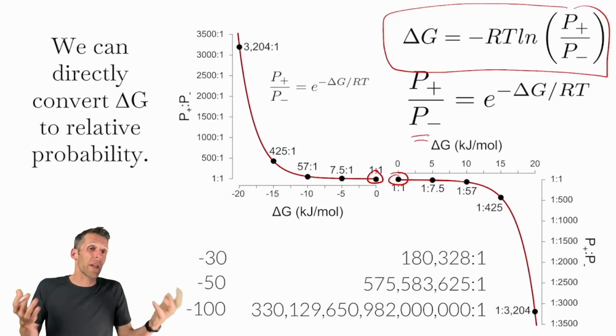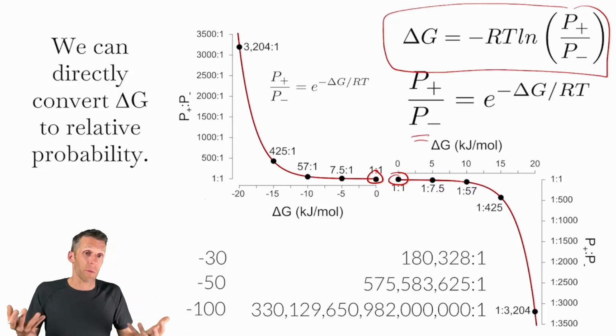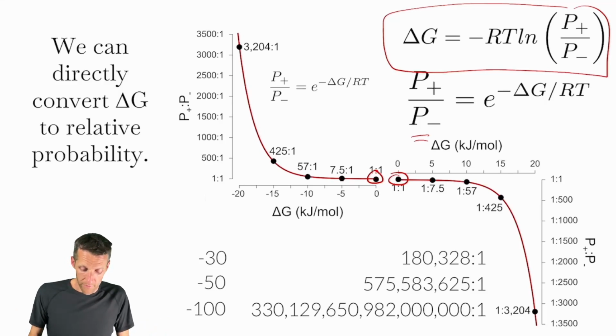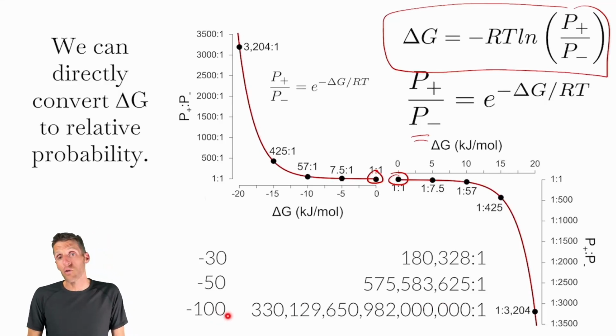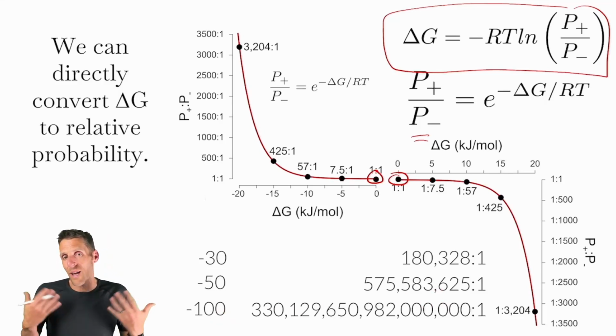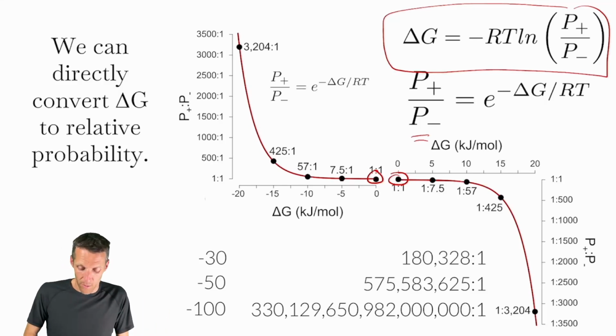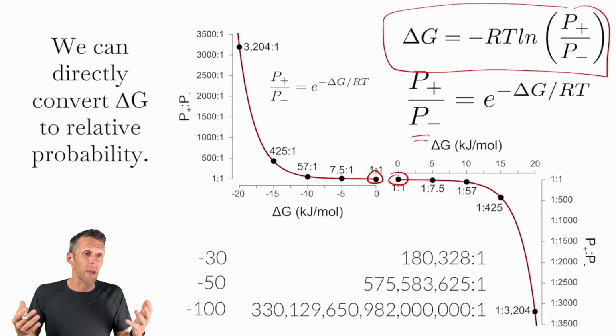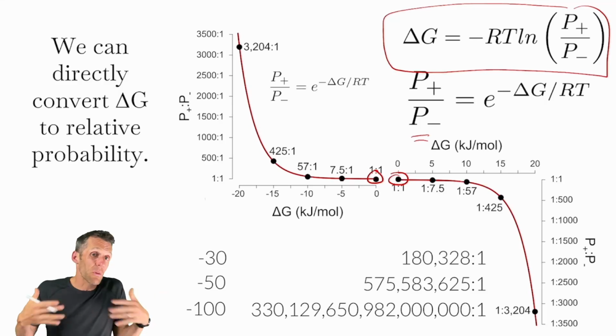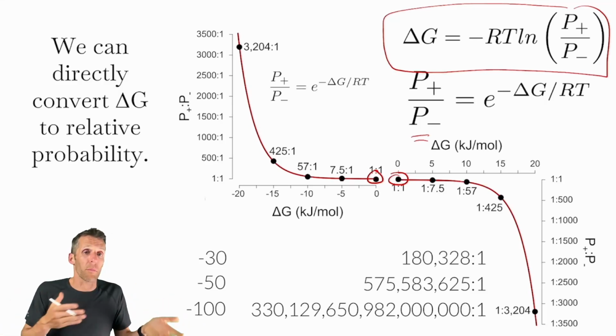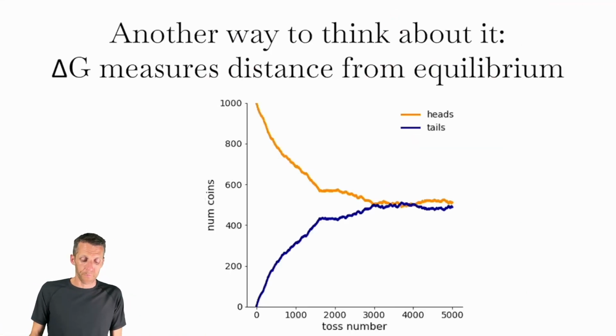And these are exponentials, which means the numbers get really big really fast. So if I have a delta G of minus 30, that's 180,000 to 1. Minus 50, it's 575 million to 1. Minus 100 is some huge number to 1. So part of the reason we take these logs, or use delta G's, is because these numbers become very difficult to work with just because they're so big. But keep in mind that really what this is encoding is just a relative probability of forward versus reverse.